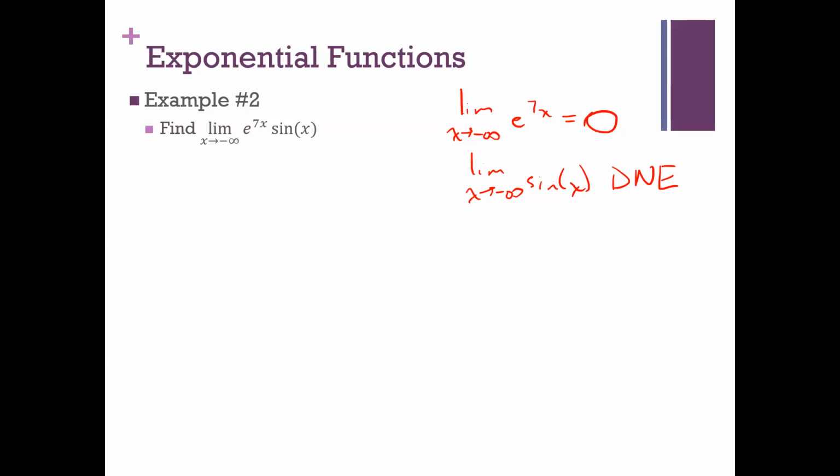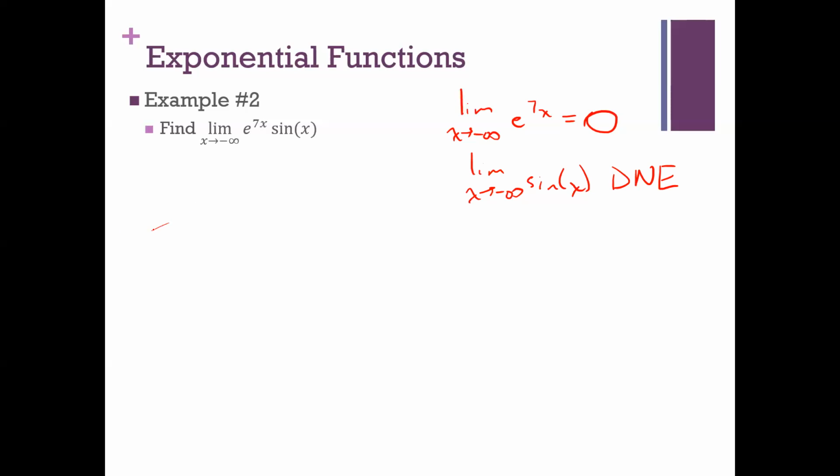But what does sine of x do as x goes into these big negative numbers? Does it get really big? Does it get really small? How does it behave? Go ahead. They just oscillate between negative 1 and 1, right?